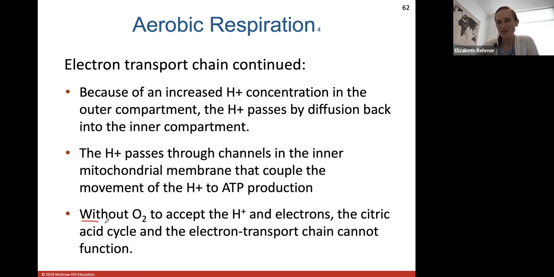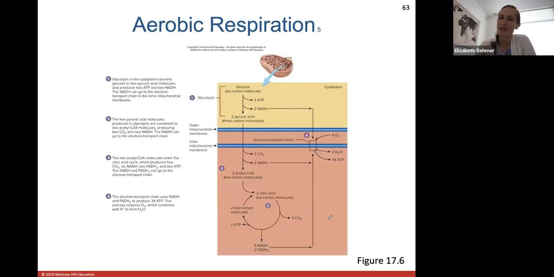And without oxygen, and this is why our bodies need oxygen to survive, we can't accept these excess hydrogens and electrons. So remember, we're pumping these hydrogens through, we're pumping electrons through these electron carriers in the membrane. And without oxygen, we can't accept those excess hydrogens and excess electrons. So the citric acid cycle and the electron transport chain couldn't function, and our bodies wouldn't be able to produce ATP. So in terms of your next lecture exam, I think there's just 3 questions.